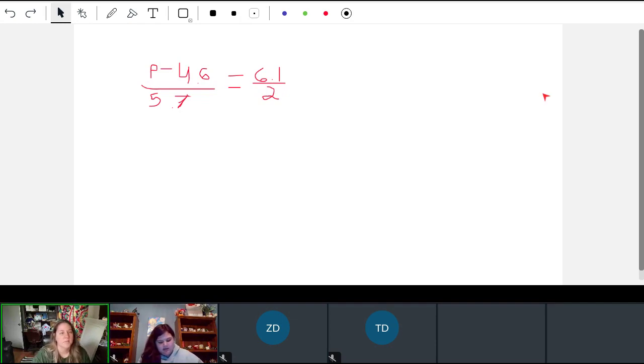Okay, let's see. P minus 4.6 over 5.7 equals 6.1 over 2. Okay, use a different color for me, Patricia, and show me that first step. Cross multiply and draw those arrows for me. Very good. Okay. So this one's going to be the easiest first right here. You just have two numbers. So use your calculator, type in 6.1 times 5.7 and put the answer to that right here.